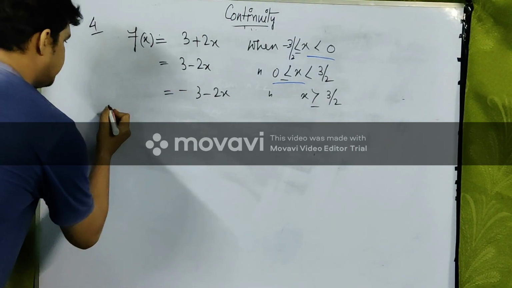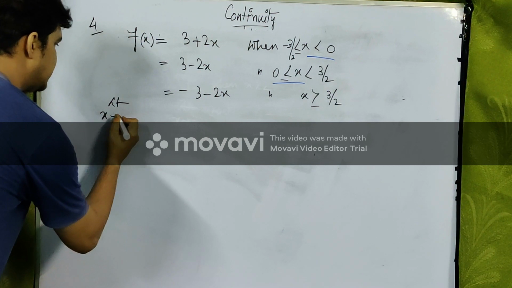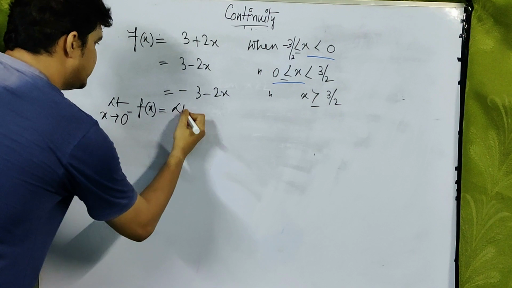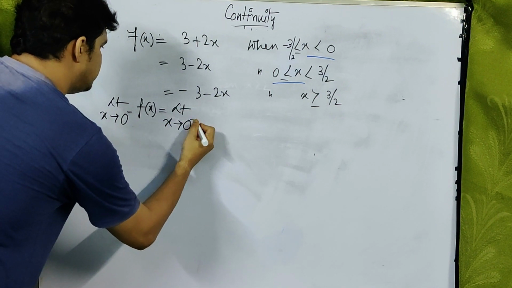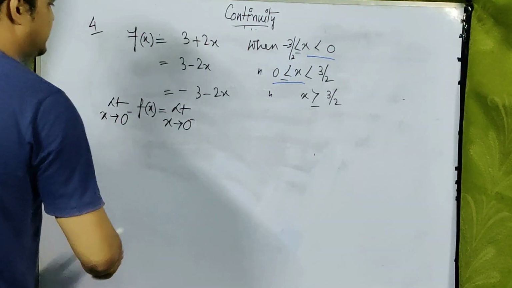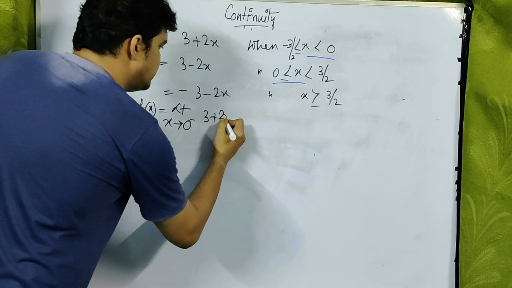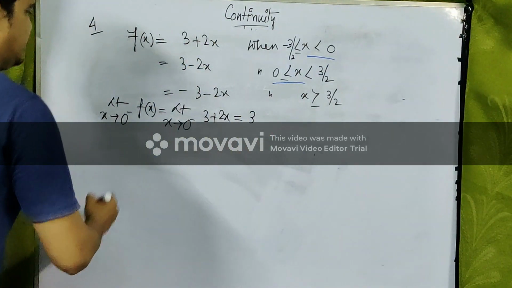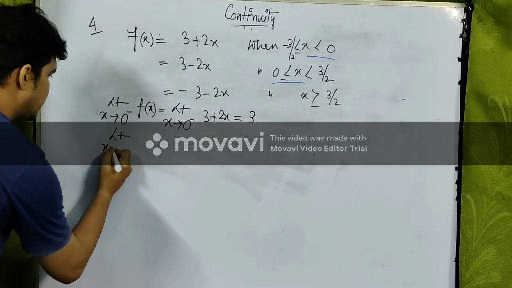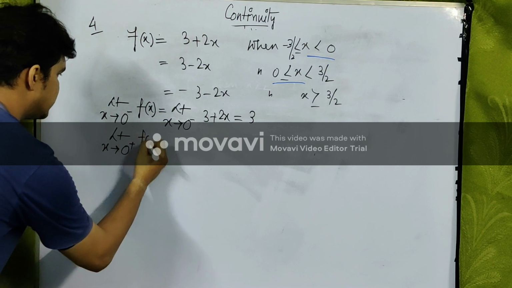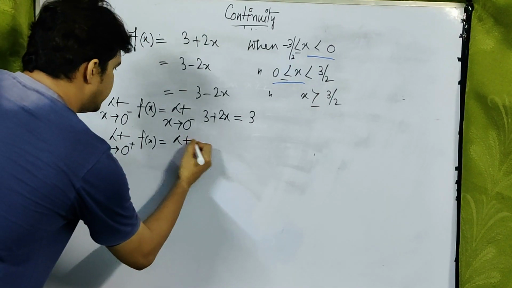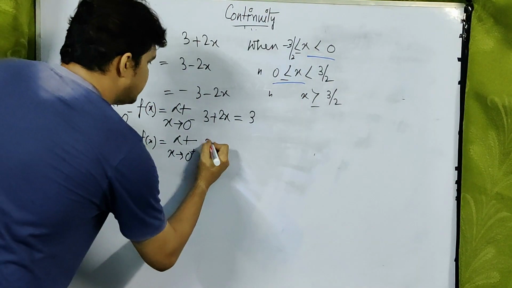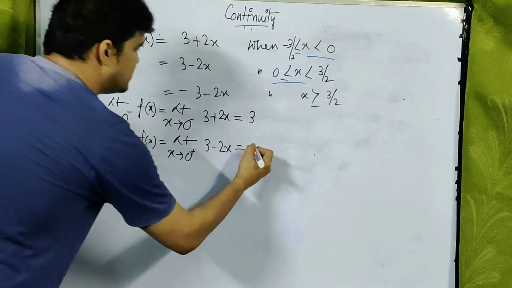Okay, so limit x tending to 0 minus f(x). So that is equal to limit x tending to 0 minus, how is it defined? 3 plus 2x. So if I put x equals 0, it becomes 3. Again, limit x tending to 0 plus f(x). How is it defined for x tending to 0 plus? Okay, so how is it defined? 3 minus 2x. If I put x equals 0, I'll get 3.